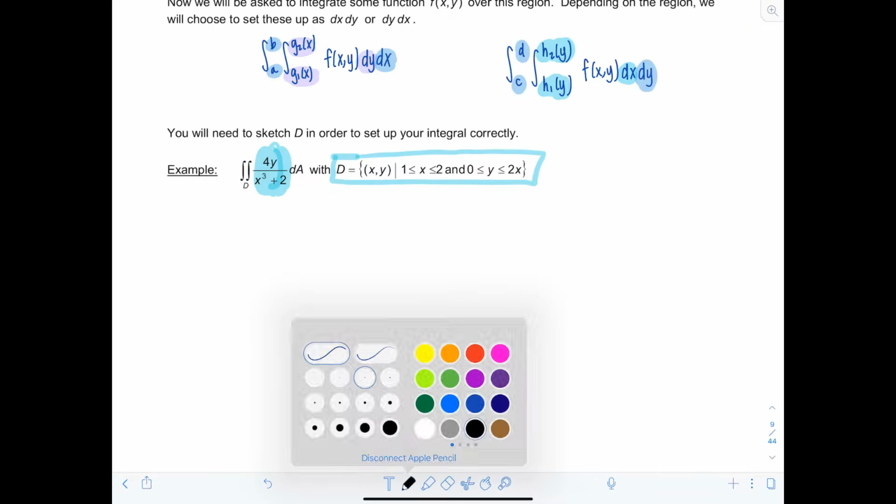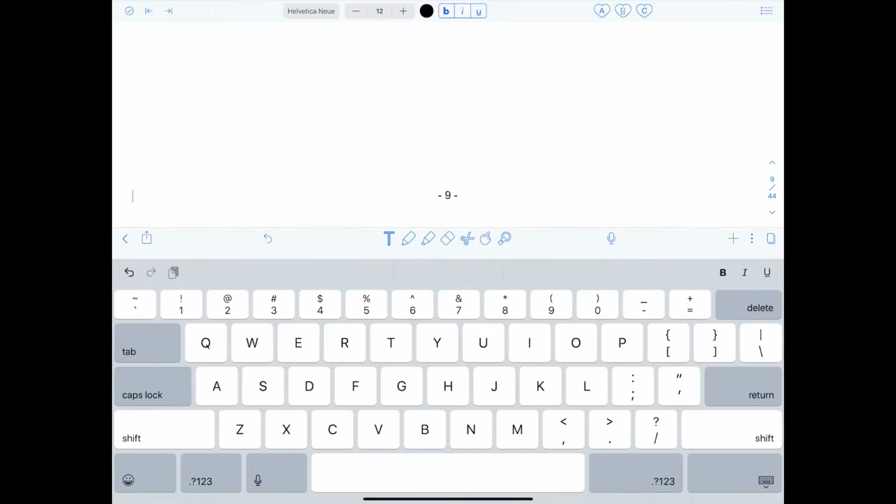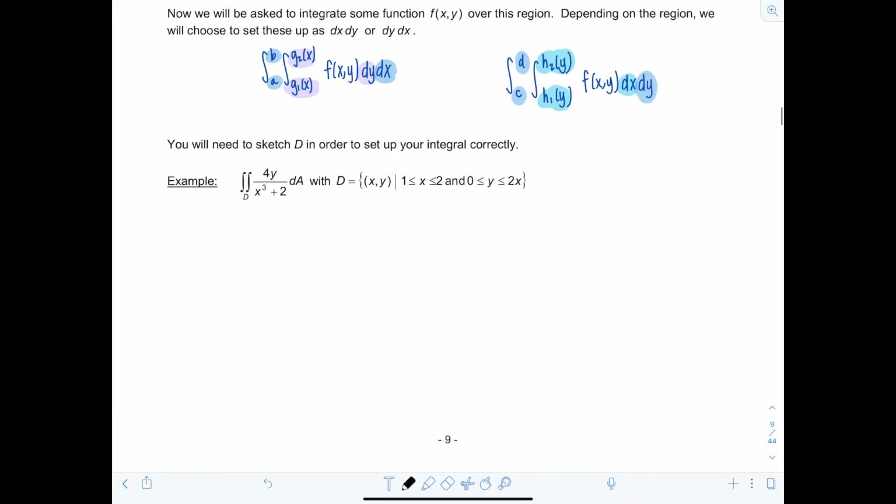So I'm just going to draw that region in the xy plane. This looks so messy. Let's clean it up. Okay, xy plane time. Here we go. Now, x is between 1 and 2, so we're just going to stay in the first quadrant.